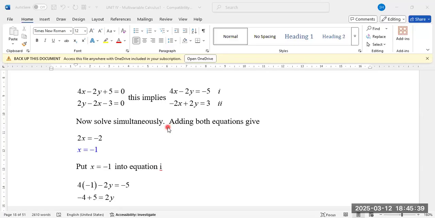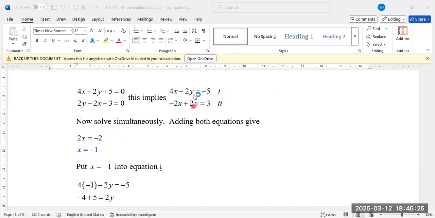So look at what is happening here now. If I were to add the y's, minus 2y plus 2y, what does that give me? Zero, sir. So it means that I would have eliminated my y. Therefore, I'm going to add my x's. So 4x minus 2x is going to be 2x. See it right here. And minus 5 plus 3 is negative 2.